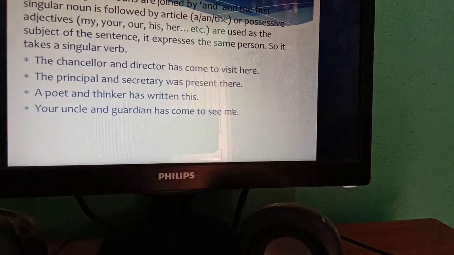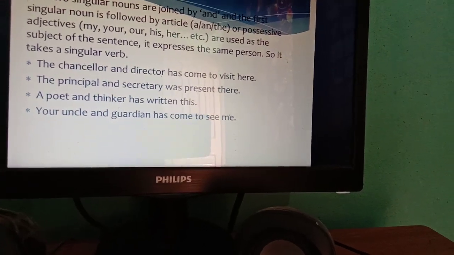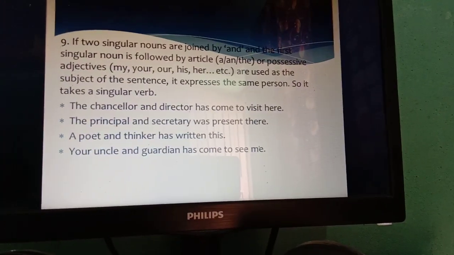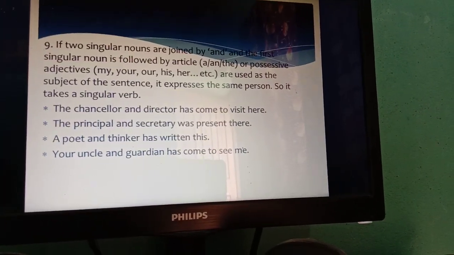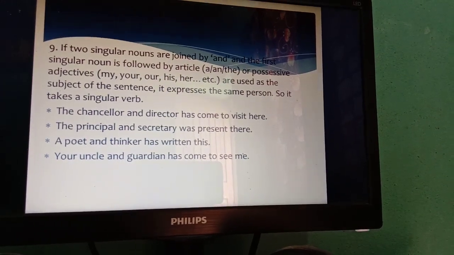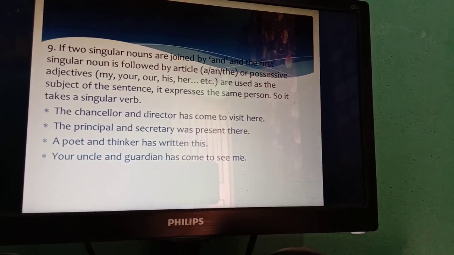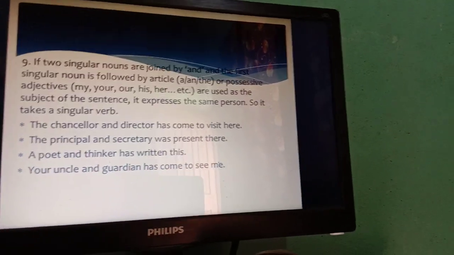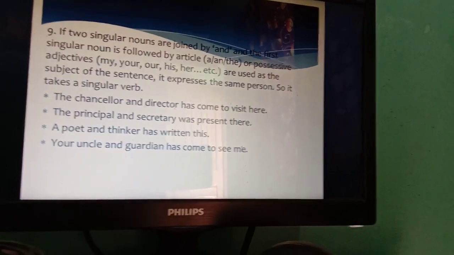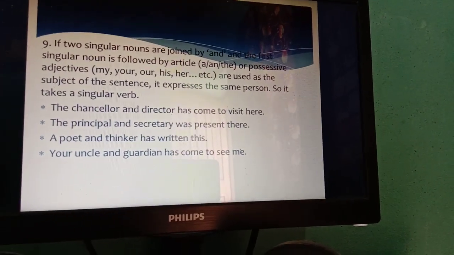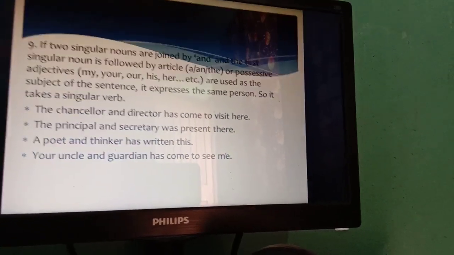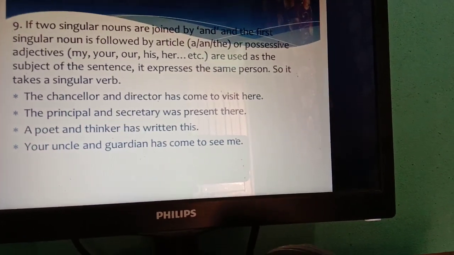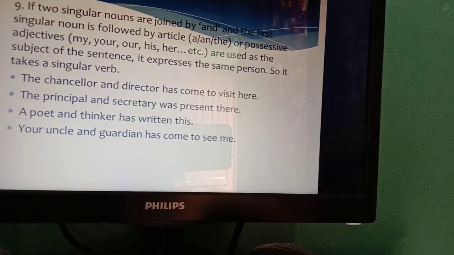The principal and secretary was present here. In the same way, the principal and secretary is the same person, and here the article is used. A poet and thinker has written this. Here, in the same way, a poet and thinker is the same person and used as a singular subject. The verb is used as has, a singular verb. Your uncle and aunt has come to see me. So your uncle and aunt is the same person, therefore the subject is singular and the verb has is also singular.